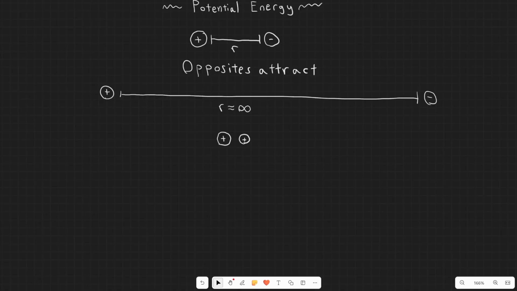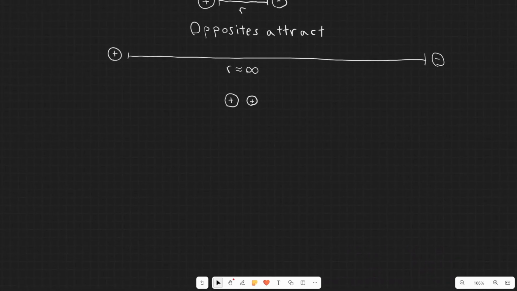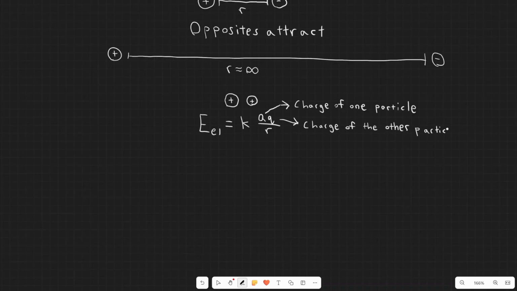We can express all of this with an equation that is commonly known as Coulomb's law. It states that the electrostatic potential energy of two particles is equal to K times Q1 Q2 over R, where Q1 is the charge of one particle, Q2 is the charge of the other particle, R is the distance between them, and K is a proportionality constant.